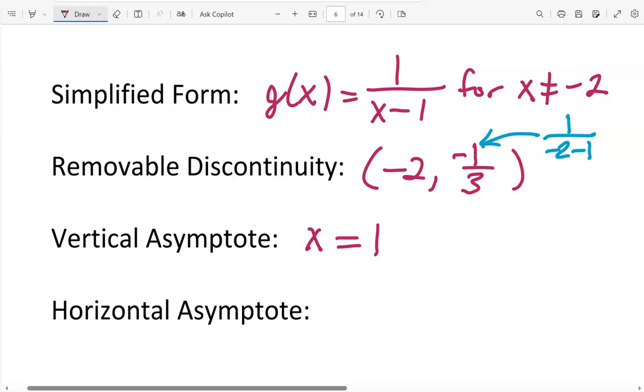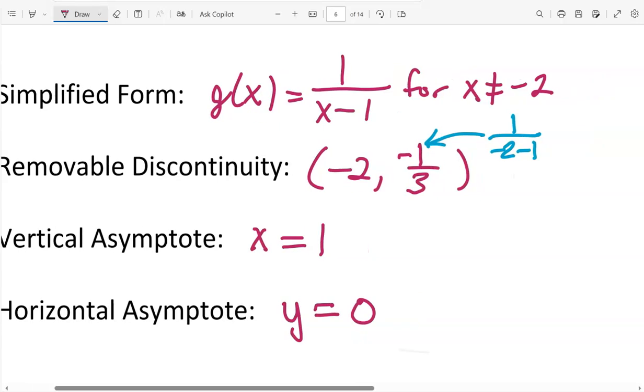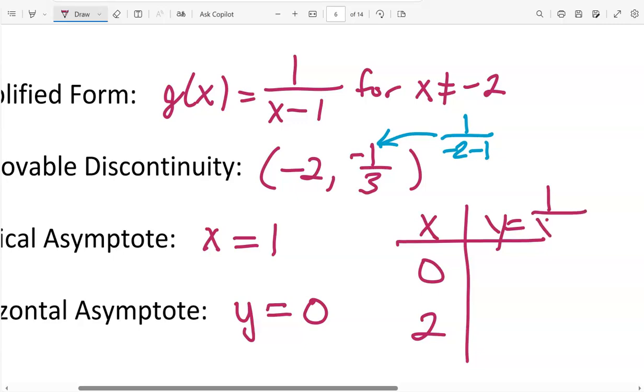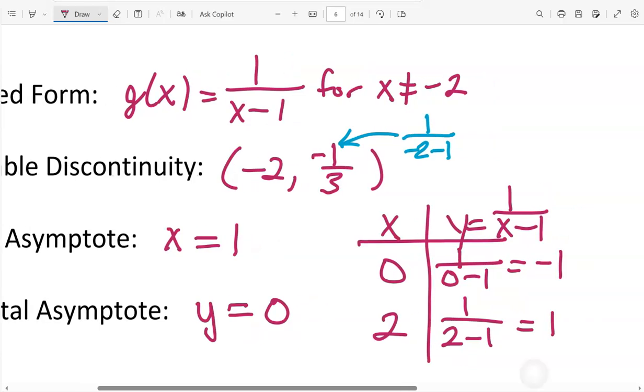There is no vertical translation, so that means that the horizontal asymptote stays at y equals 0. I'm going to pick two values on either side of x equals 1, so 0 and 2, and replace x with those values in our simplified form. So 1 over 0 minus 1 is negative 1, and 1 over 2 minus 1 is positive 1.